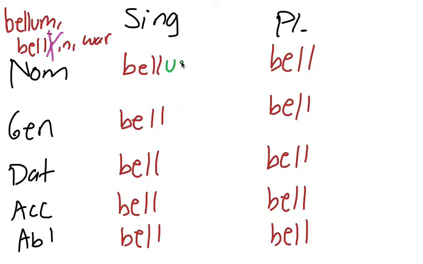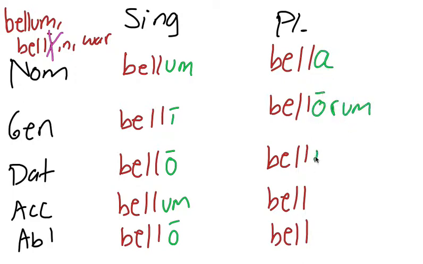So -um, -i, -o, -um, -o. So we have bellum, belli, bello, bellum, bello, and in the plural, bella, bellorum, bellis, bella, and bellis. So -a, -orum, -is, -a, -is in the plural.